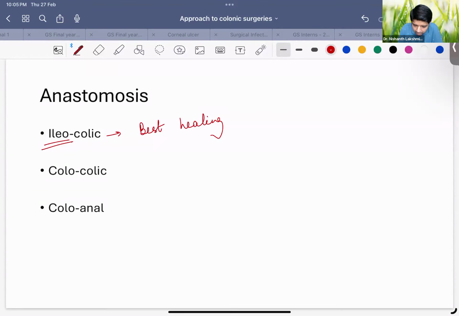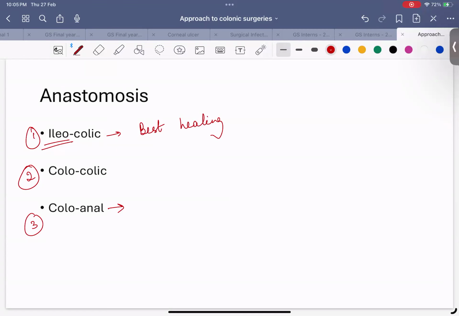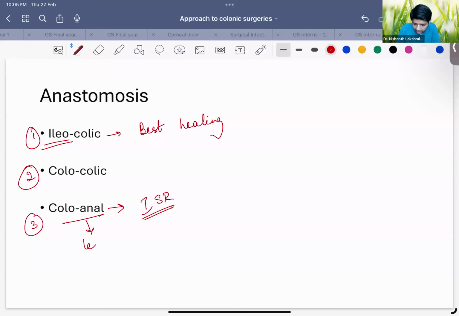So ileocolic is best, followed by colocolic. That means your left hemicolectomy. And coloanal anastomosis, which surgery do we use this in? Intersphincteric. Correct. Intersphincteric resections, very, very rarely, where the colon is anastomosed to the anal canal. Now, this has the highest leak rate. So it has the worst healing of the three.